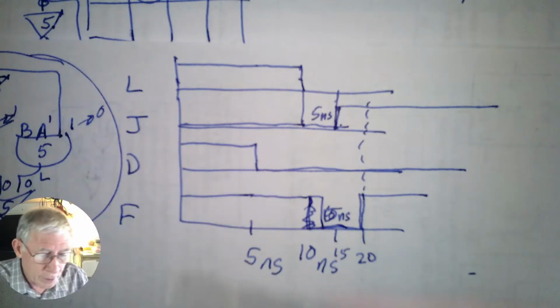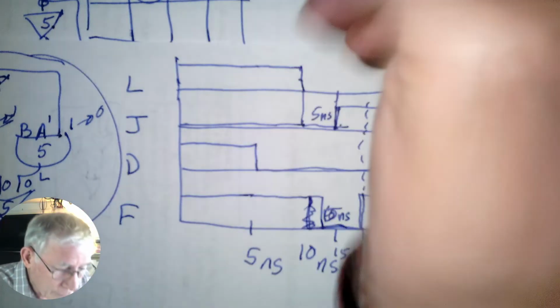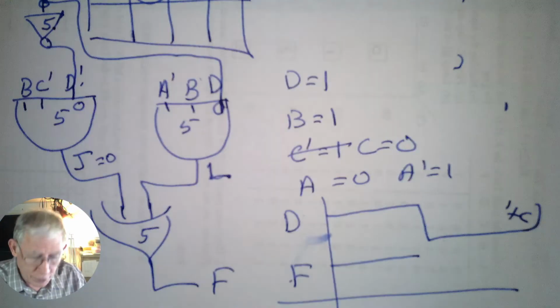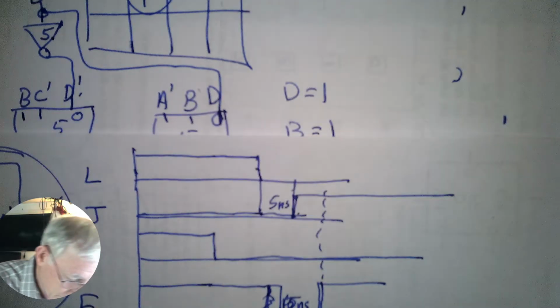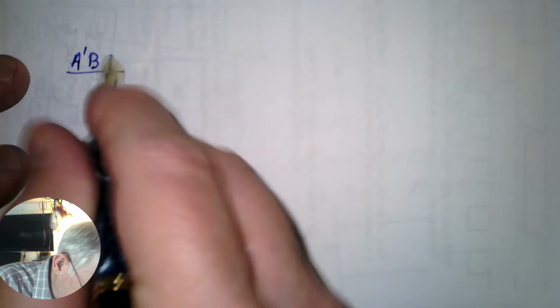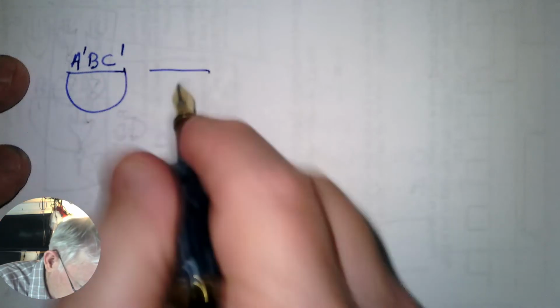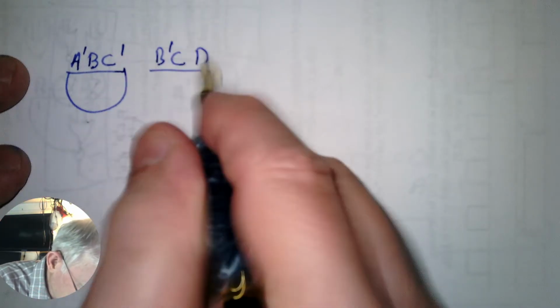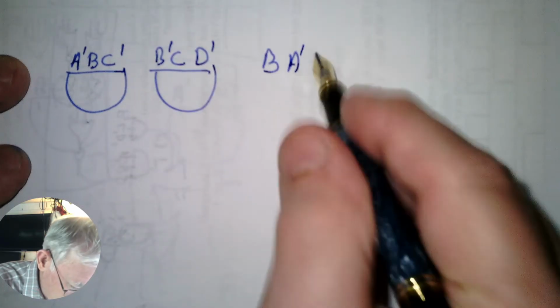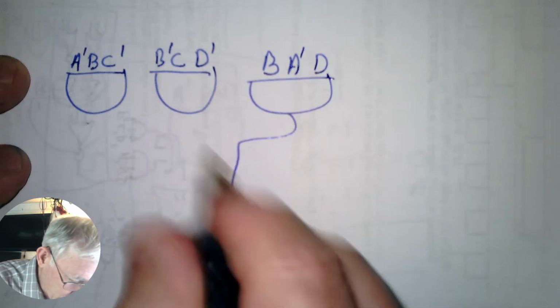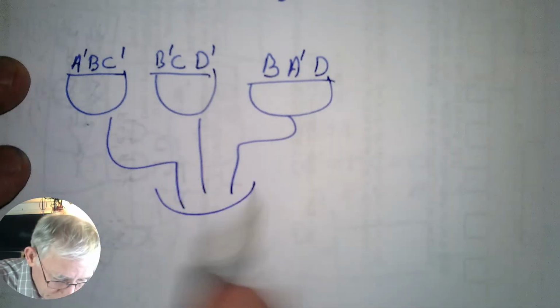And you fix it by adding in this gate. And since this gate does not contain that gate is A prime, B, C prime. So basically now our circuit becomes A prime, B, C prime, and then you have B prime, C, D prime, and then you have B, A prime, D. Now you have 3 AND gates going into our output OR gate.